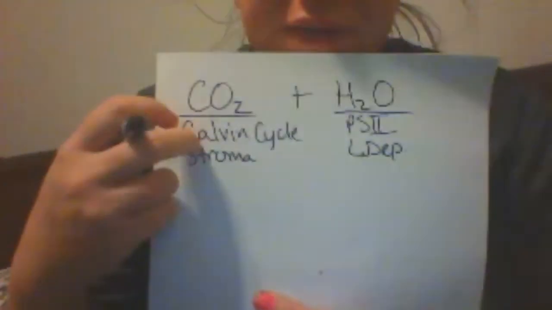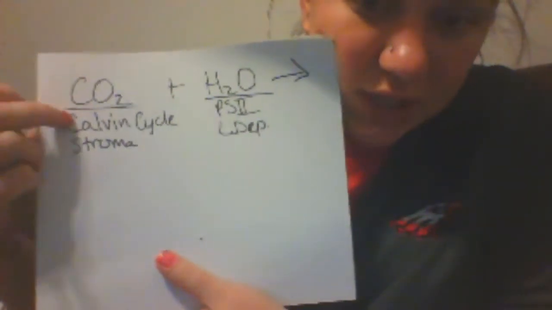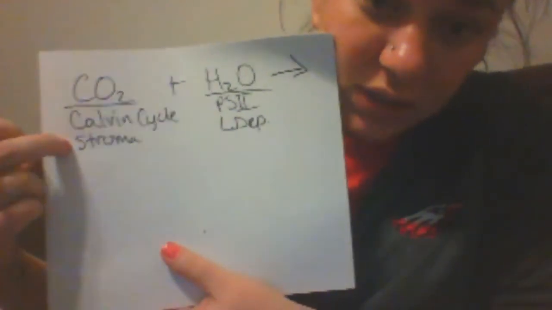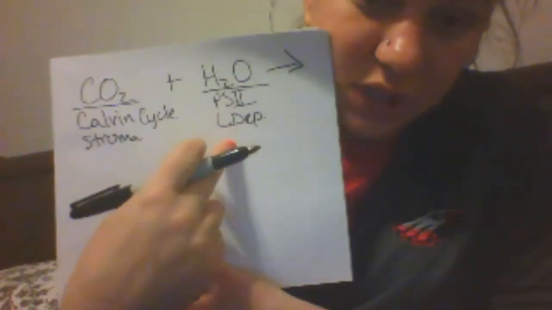CO2, you're going to see it used in the Calvin cycle, in the stroma. While water, you're going to see it broken at photosystem 2 in the light-dependent reaction. All right, light-dependent reaction, photosystem 2, not photosystem 1. You only see water broken in photosystem 2. And so if this is photosynthesis, you see CO2 in the Calvin cycle being used inside the stroma. You see water in the PS2 in the light-dependent reaction in the thylakoid membrane.